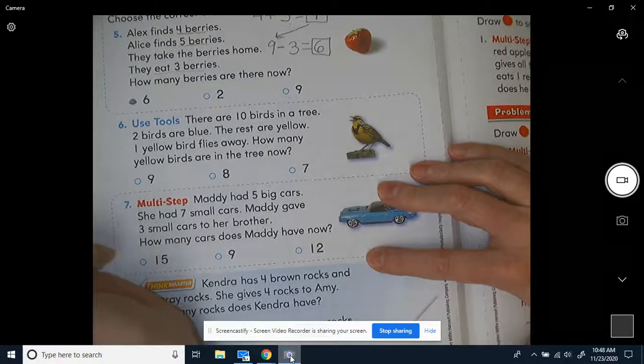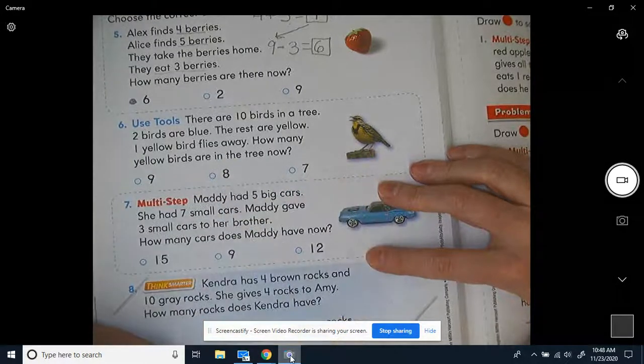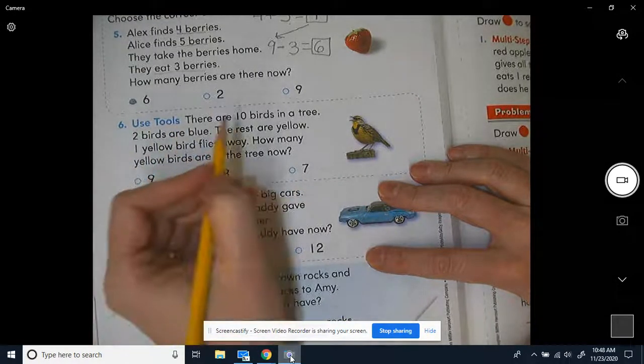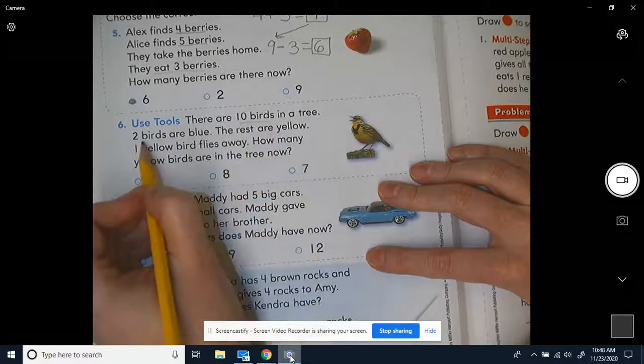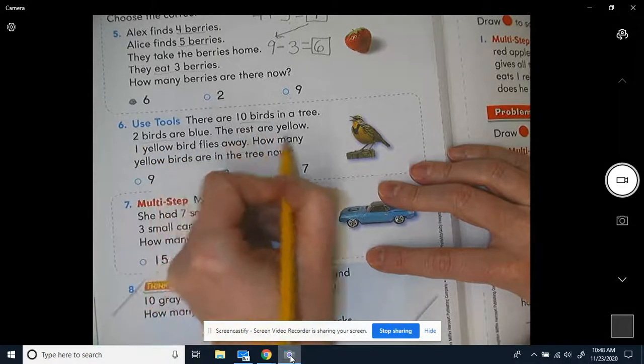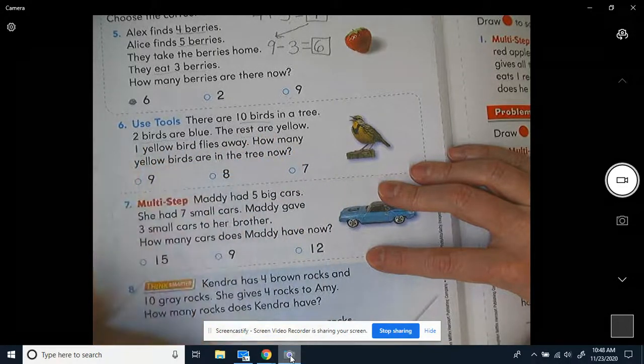Okay, number 6, something to do with birds. There are 10 birds in a tree. 2 birds are blue, the rest are yellow. 1 yellow bird flies away. How many yellow birds are in the tree now?